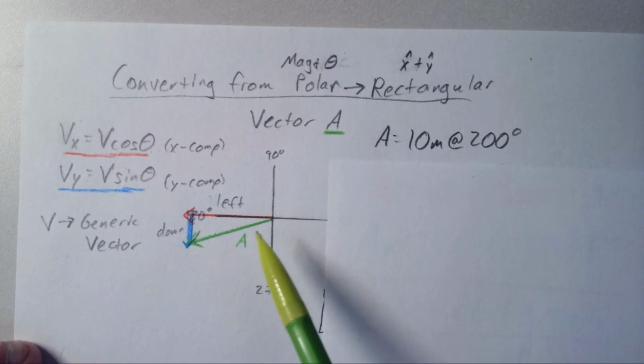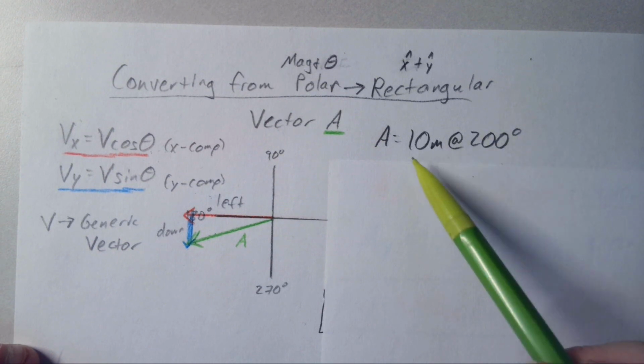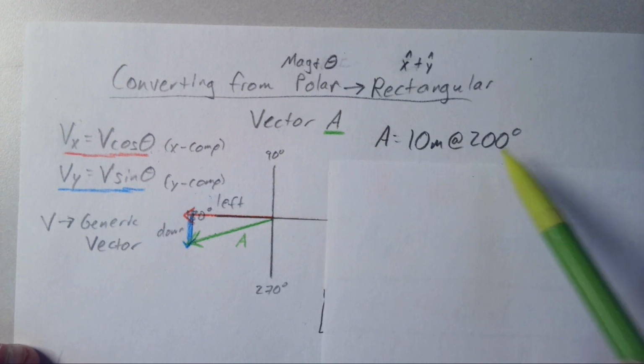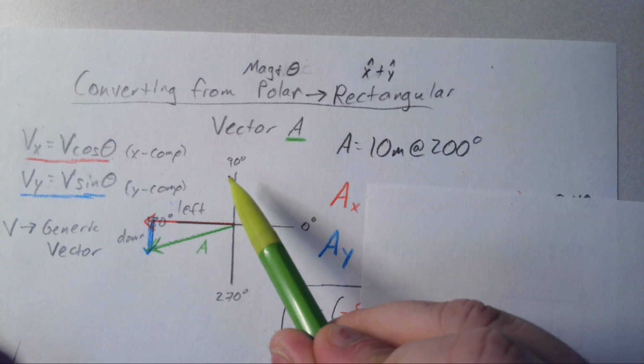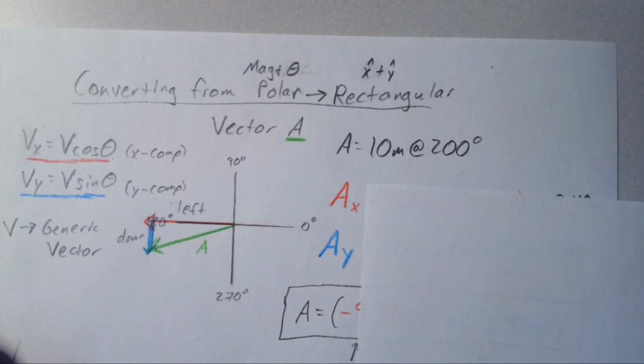So vector A is this green arrow, and you can see that it is in the third quadrant here. I'm saying that it's 10 meters long and it's at 200 degrees. So meaning this is 90, this is 180, and then 20 more would be 200 degrees right there.